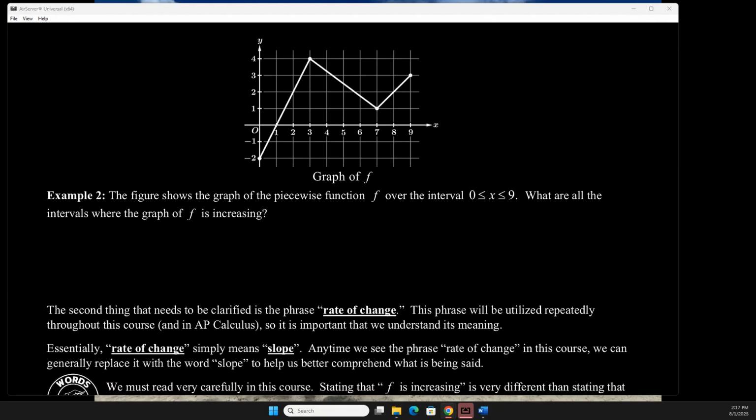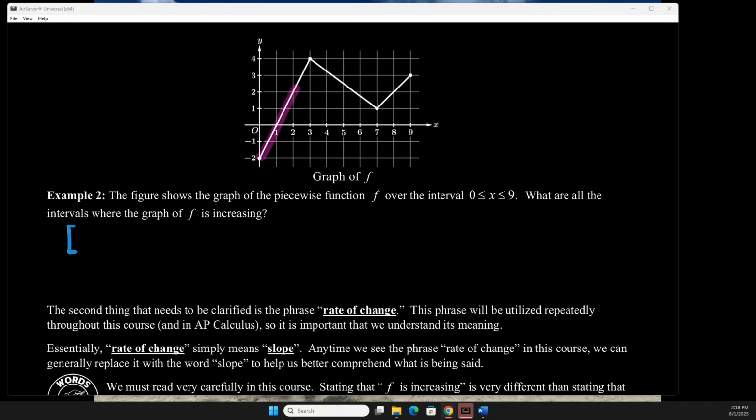Alright, so here we go. This graph has no concavity, it's all straight lines. So this is definitely one you could have done last year in Algebra 2. So we have a piecewise function. What are the intervals at which f is increasing? All right, so I'm just going to highlight sections of increasing.